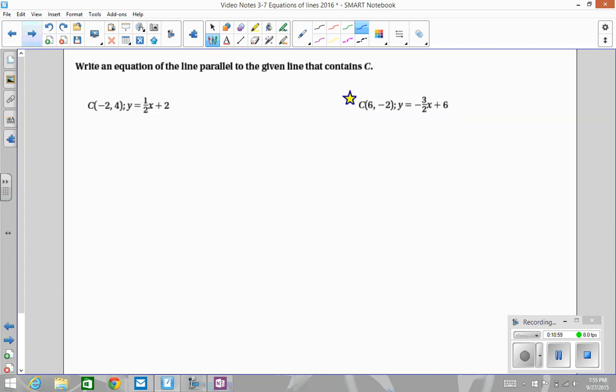So again, we go through this process. Pause the video and do both of these problems. All right, so the slope here is 1/2. The slope of the parallel would also equal 1/2.